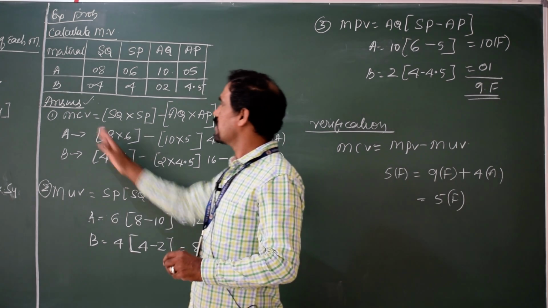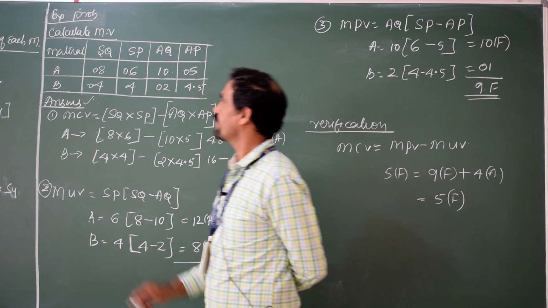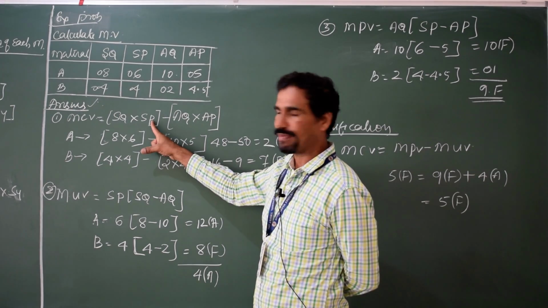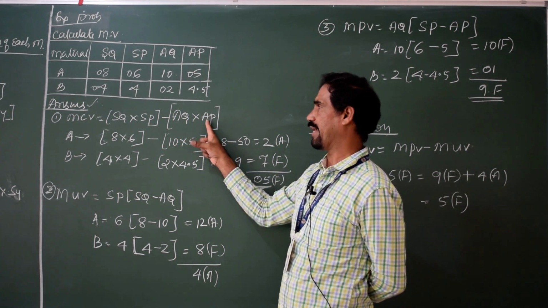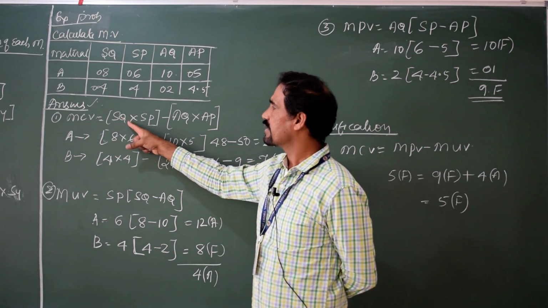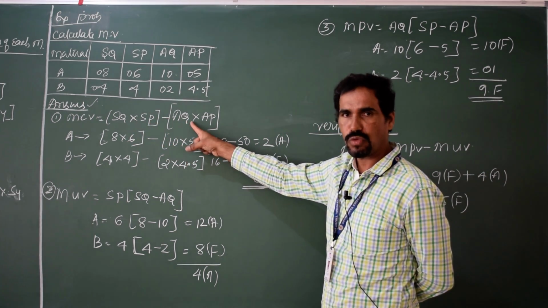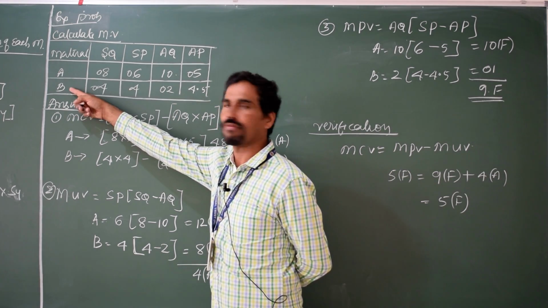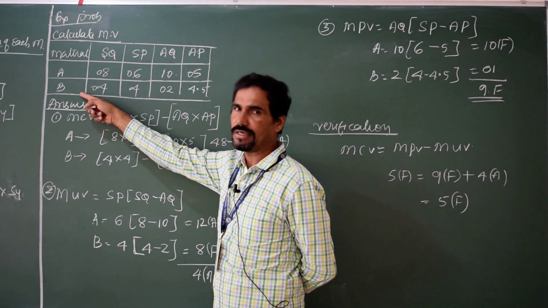First we will go for the material cost variance. What is the material cost variance? It equals standard quantity into standard price minus actual quantity into actual price. See the formula once again: material cost variance equals standard quantity into standard price minus actual quantity into actual price. Two materials are given. First we will go for material A, then come back to B.